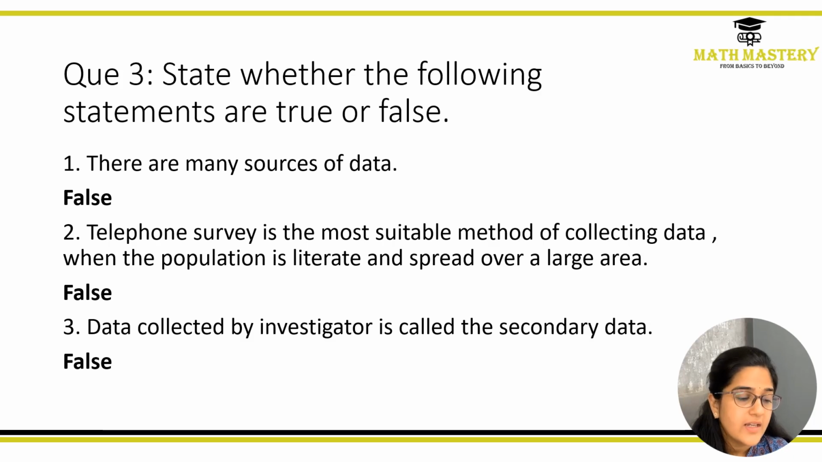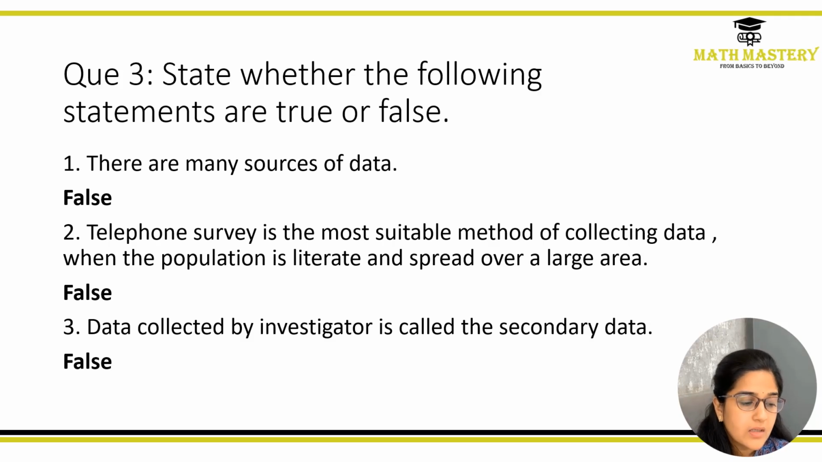Question number 3. State whether the following statements are true or false. First statement, there are many sources of data. This statement is false because there are only two sources of data, which is primary and secondary source of data. So primary data source means where the enumerator is directly collecting the data from the respondent, and secondary data is data through government reports, official documents, publications, etc.